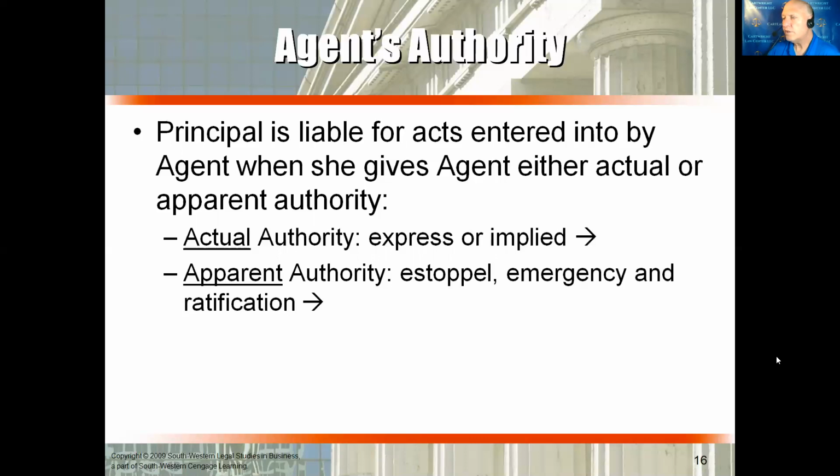I don't generally ask the difference between actual authority and apparent authority, but you can see apparent authority would exist for estoppel, agency by estoppel, and agency by ratification, as well as agencies by operation of law in emergency situations.